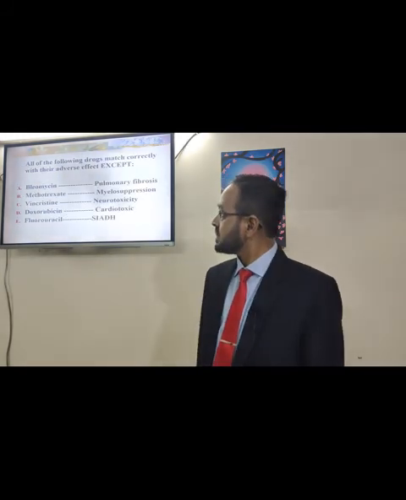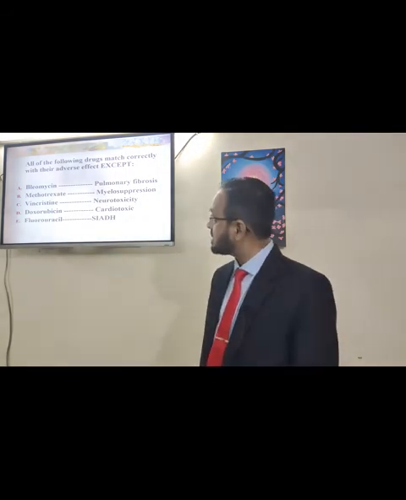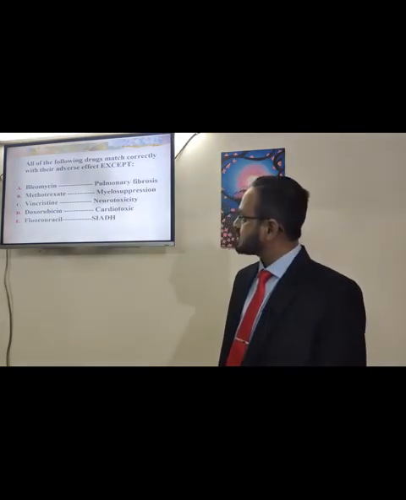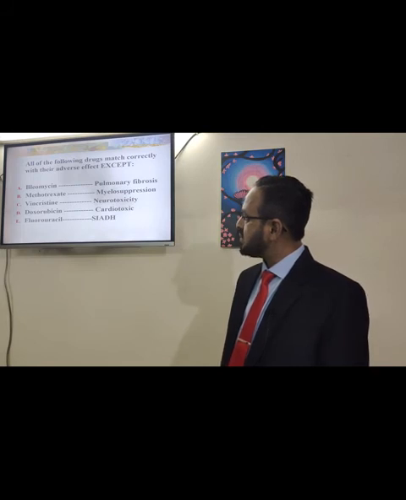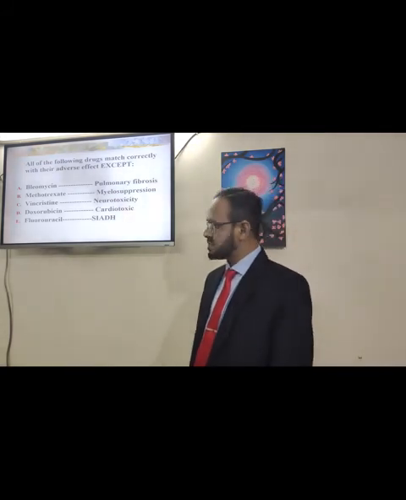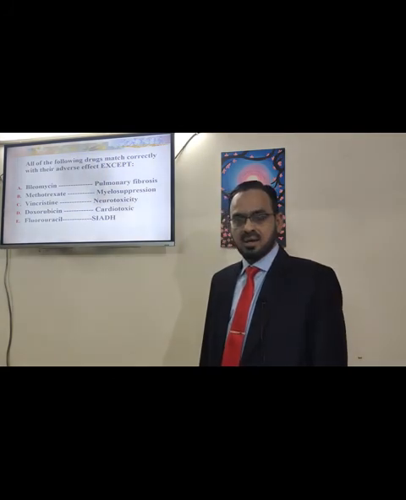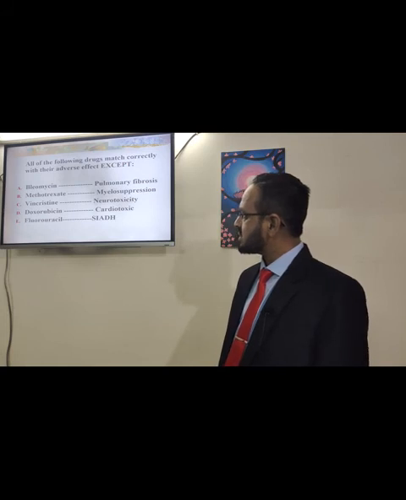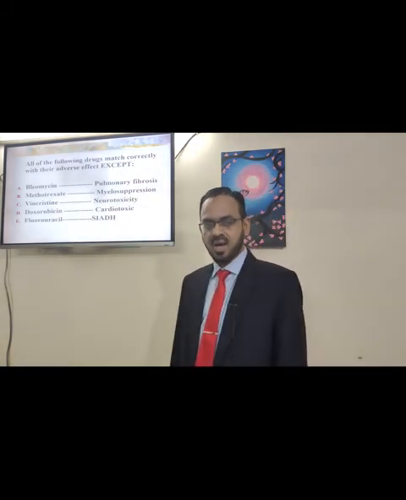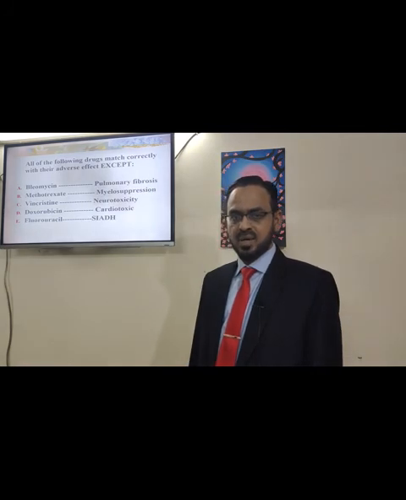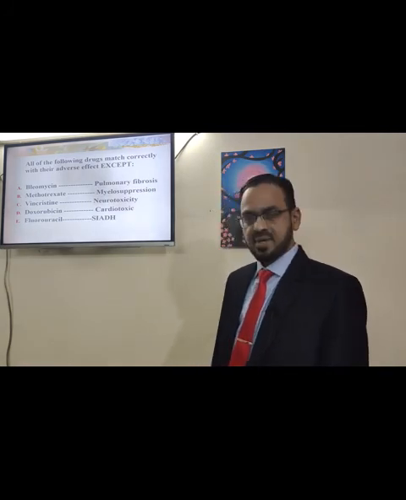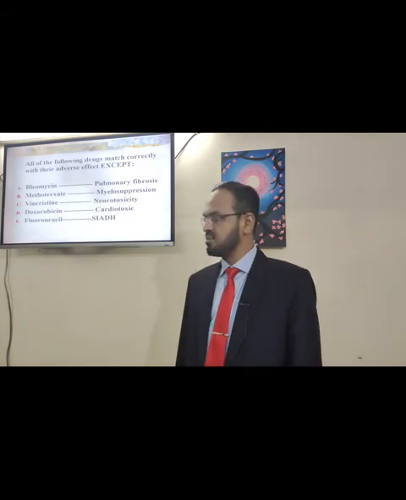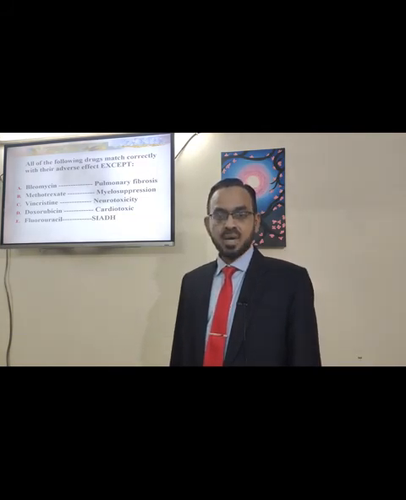The next question, all of the following drugs are correctly matched except. This is concerning the adverse effects. So bleomycin, as we discussed today, among the adverse effects, it does cause pulmonary fibrosis, just like amiodarone, the antiarrhythmic drug. Methotrexate causes myelosuppression, for which the antidote is leucovorin or folinic acid. Vincristine causes neurotoxicity, which includes peripheral neuropathy.